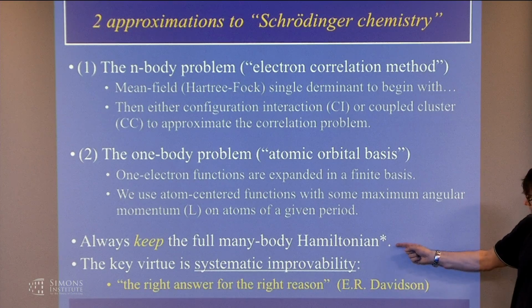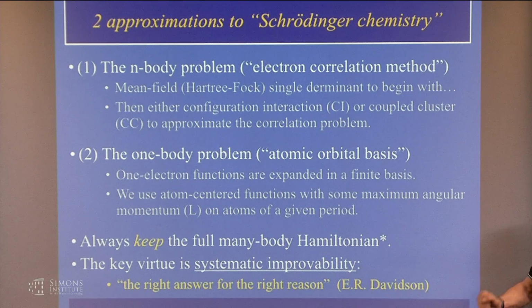And again, in contrast with condensed matter physics, we always keep the full many-body Hamiltonian. There's a little asterisk here to remind me to tell you that's in the non-relativistic universe. And the key virtue is systematic improvability, and in theory, it's the right answer for the right reason in this case, whereas in DFT, it's the right answer because we have attempted to cancel out systematic errors as best we can.